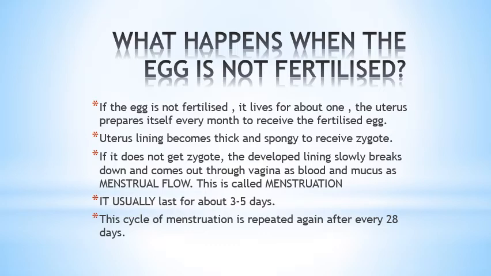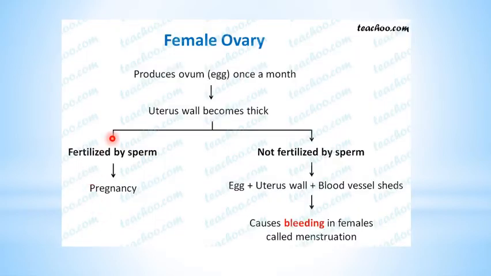Again the egg will be formed, again the egg will be released and passes into the fallopian tube. In the meantime, the uterus will prepare itself, becoming thick and spongy, to receive the fertilized egg, that is the zygote. If the zygote is formed, the pregnancy is there, and if the zygote is not formed, then the developed lining will slowly break and come out in the form of blood and mucus, and this is called menstruation. So here in this flow chart it will be more clear.